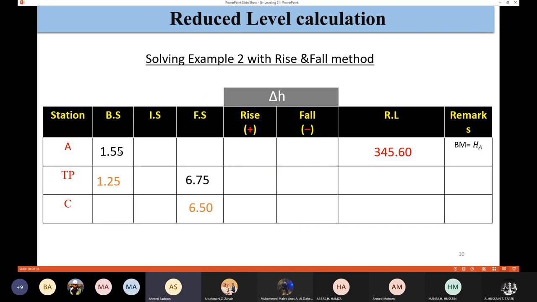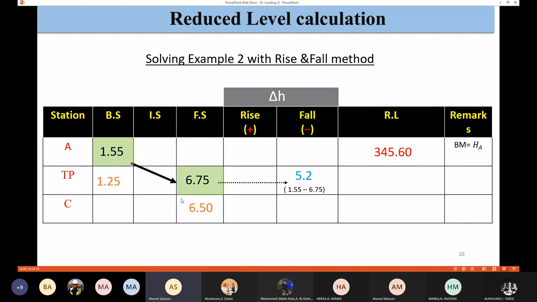Now, I need to determine first delta H, the difference between two consecutive points. This difference could be rise or could be fall. For the first two points, I have point A and I have the TP. Here I have the backsight and here I have the foresight. This one minus that one is a negative value, which means that it should be placed as a fall, because this value minus that value is going to give me a minus value, which means this place is lower than that place. So this one is going to be put in the fall column.